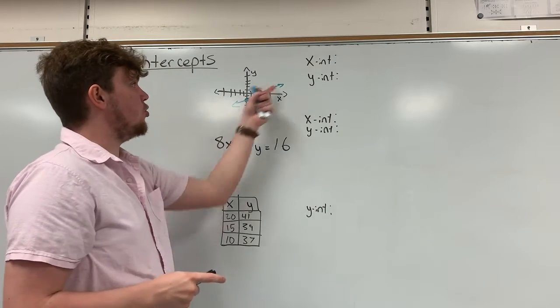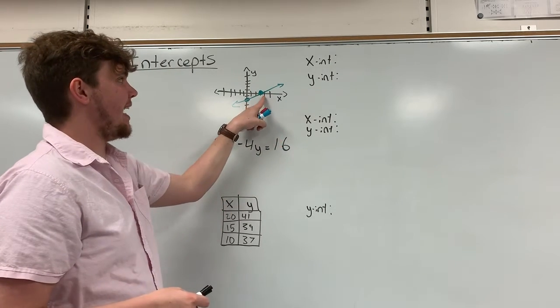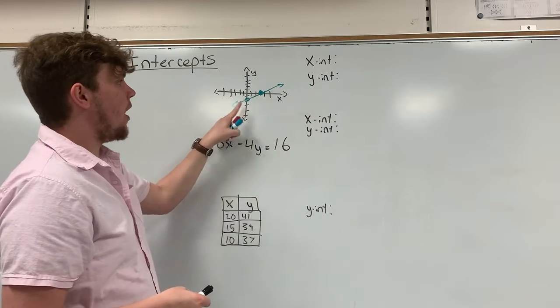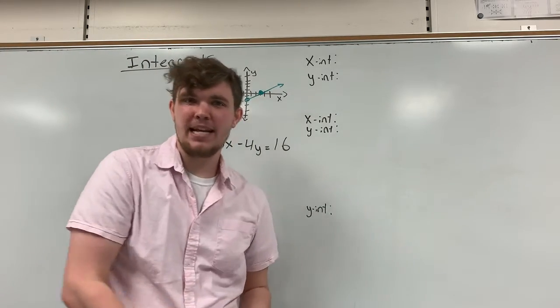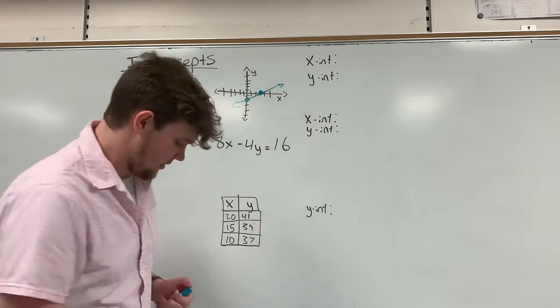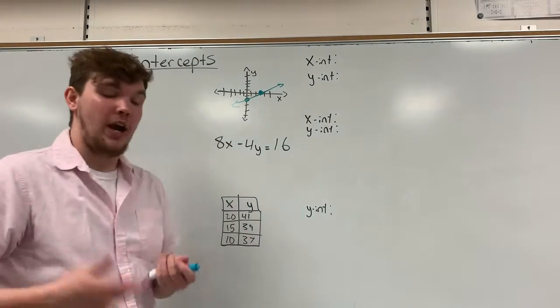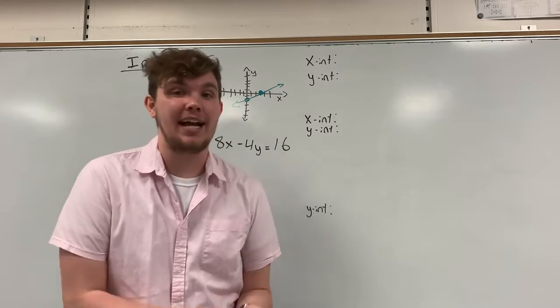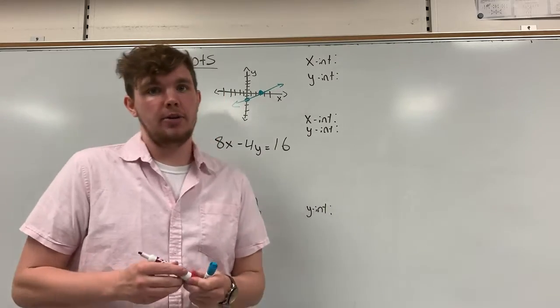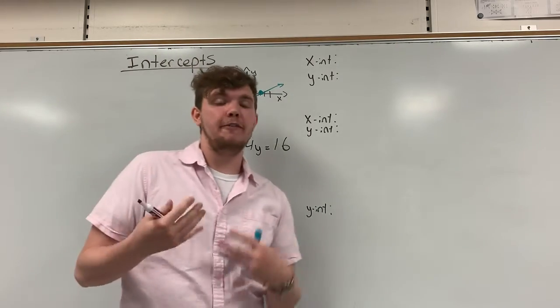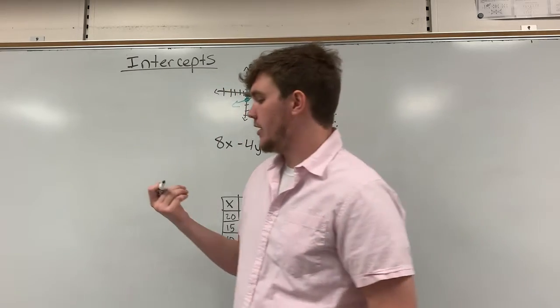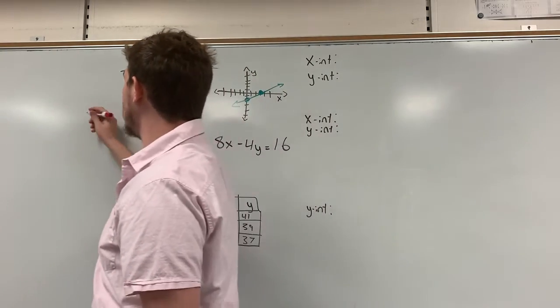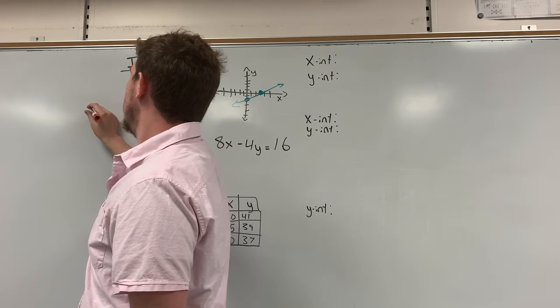Because this blue line crosses the x-axis and the y-axis, that means it has both an x-intercept and a y-intercept. Okay, now the question is, where are those intercepts at exactly? What point are they? Okay, so I'm going to lay out a few tips on how to find an intercept rather quickly. So, a few characteristics of intercepts.